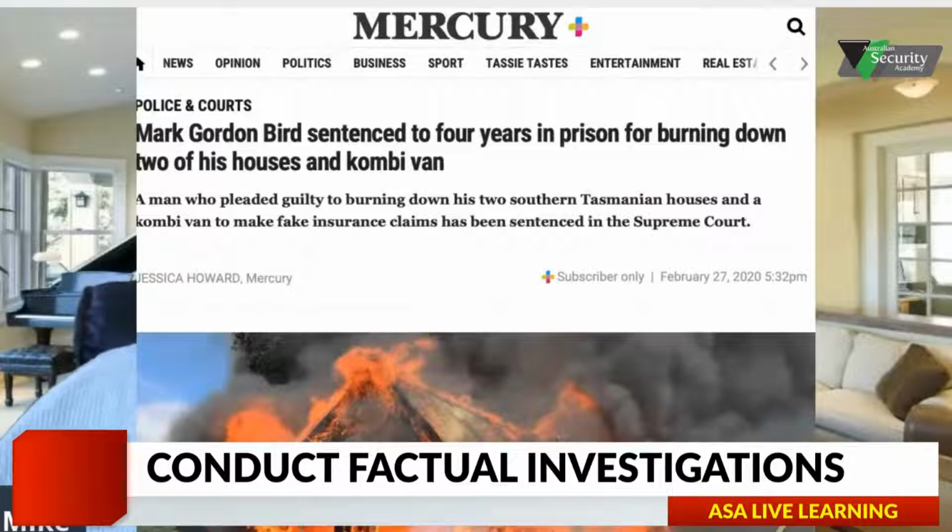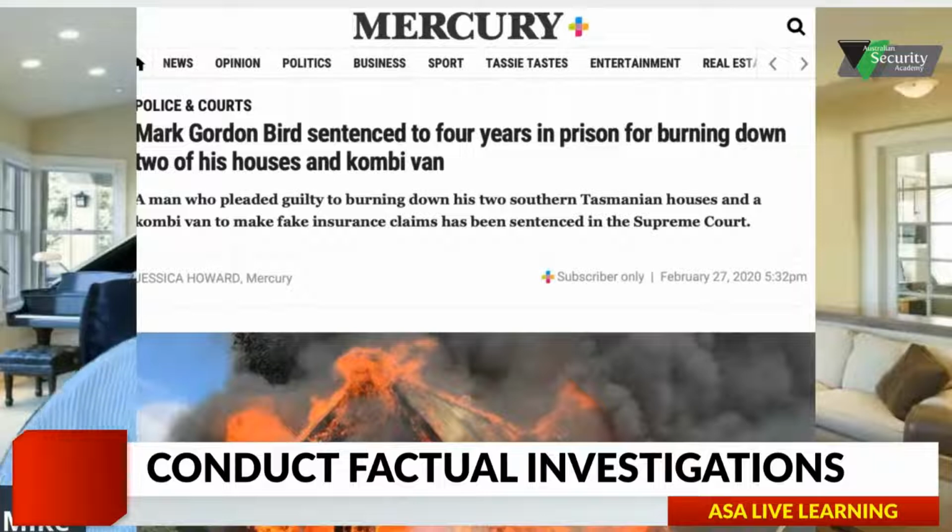So in Tasmania this week, Mark Gordon Bird was sentenced to 4 years in prison for burning down 2 of his houses and a combi van and claiming the insurance for it. Now, he did this over a period of time, different times, different houses in different locations, and he was sentenced to 4 years in Risdon Prison, where he has to serve half of that. He's a father. He is an ex-soldier. He served in East Timor, and he has post-traumatic stress disorder.